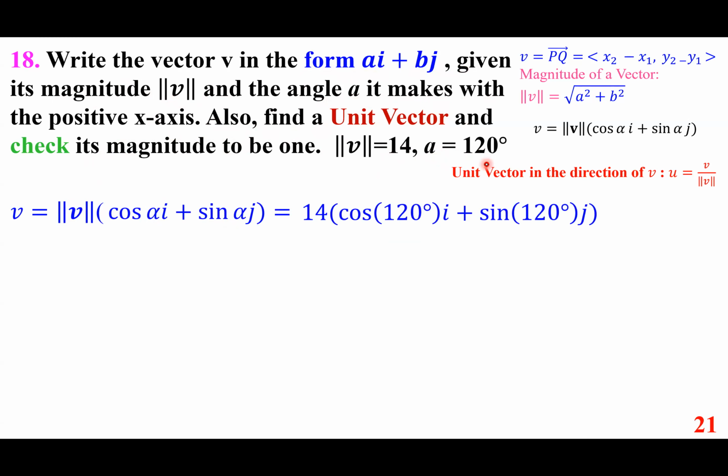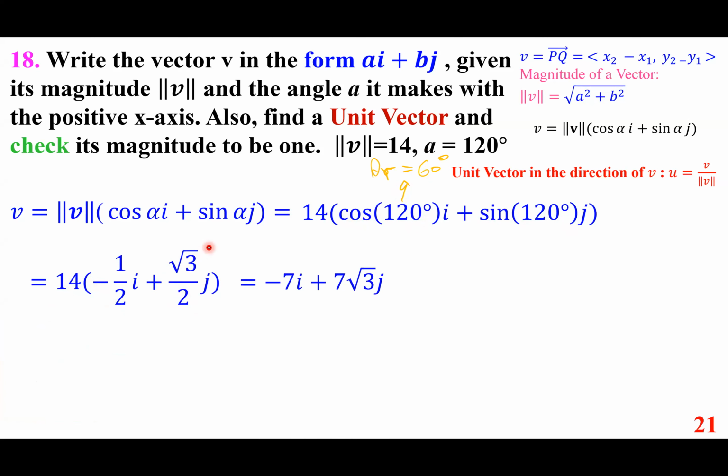Now, remember, with 120 degrees, the reference arc is 60 degrees in the second quadrant. So cosine of 60 degrees is positive 1/2, and in the second quadrant that makes it negative 1/2. Sine is positive in the second quadrant, which is square root of 3 over 2. Again, reminding you of the reference arc. 14 divided by 2 makes it minus 7i, plus 7 square root of 3j.